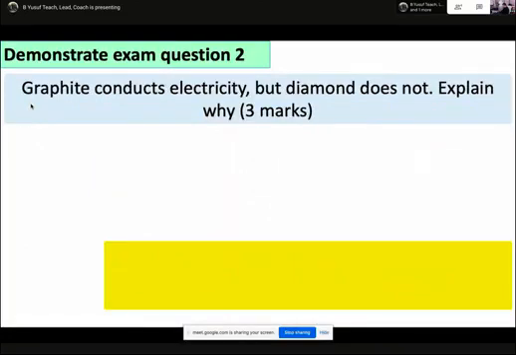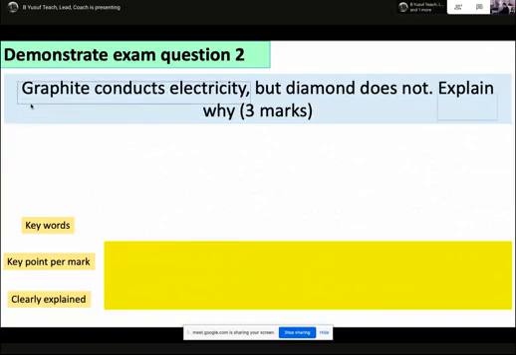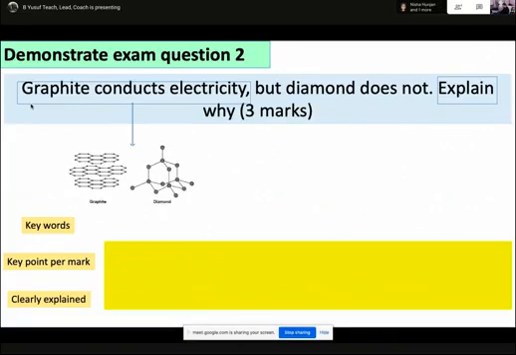Graphite conducts electricity, but diamond does not. Explain why for 3 marks. So again, give you keywords, the key points per mark, and make sure they are clearly explained. So if we break that down, we've got the image again, just as a visual reminder to help us remember why graphite conducts electricity, but diamond does not. Explain why, write a point, and give a reason behind it.